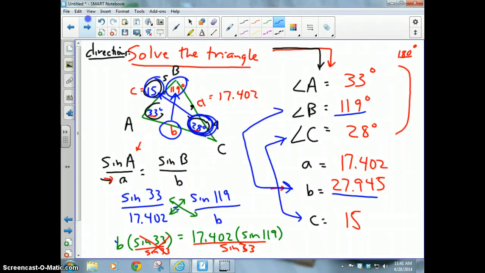So double check and make sure that your answers make sense in terms of the fundamentals and the basics of a triangle. But people, that's what the law of sines is and how it works. If you have questions, please ask.